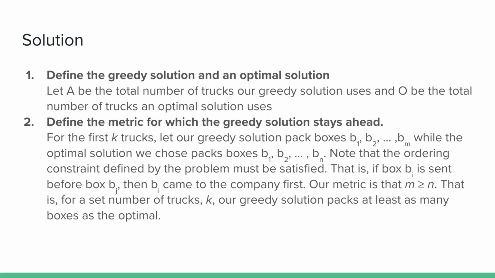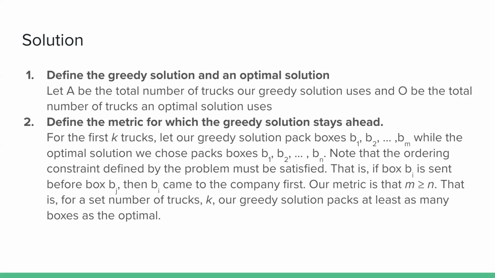Yeah, and so our metric is that M is always going to be greater than or equal to N. That basically means the number of boxes that we pack up to truck K in our greedy solution is always going to be greater than or equal to N, the number of boxes that we pack up to truck K for the optimal solution. Okay, I think someone mentioned something like that, or something very similar at least. So that was good intuition. So that basically means that for a set number of trucks K, our greedy solution is going to pack at least as many boxes as the optimal, which is M greater than or equal to N. Does that make sense to everybody? That metric for staying ahead?